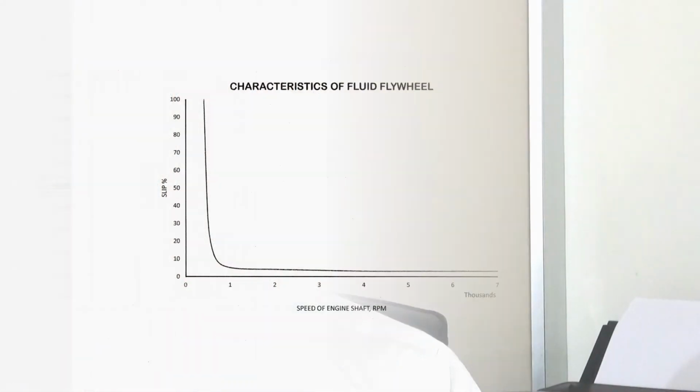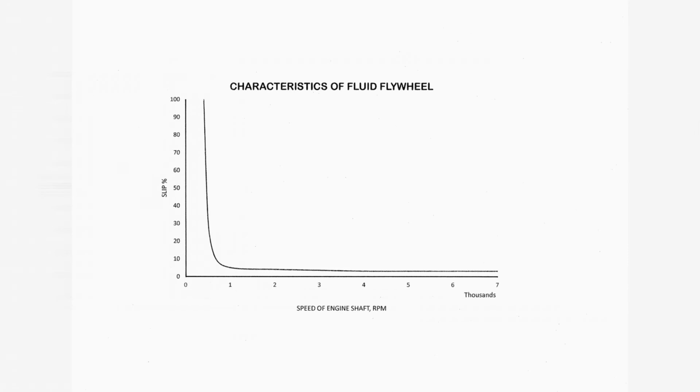Now in the graph, the x-axis represents the speed of the driving shaft. The values that you find on the x-axis in the form of 1000, 2000 and up to 7000 are for a particular engine, and these have been assumed to understand the variation in percentage slip with the speed of the engine shaft. The values that have been shown on the x-axis may vary from engine to engine.